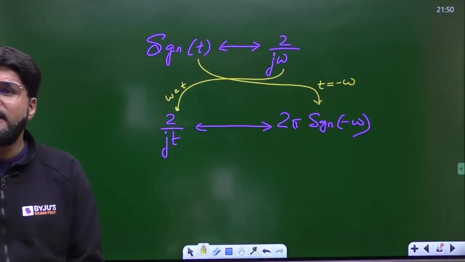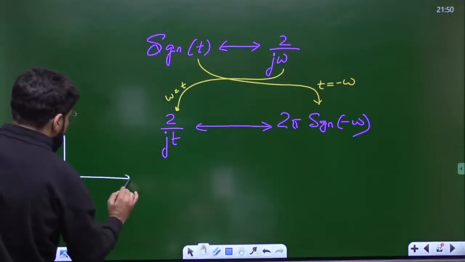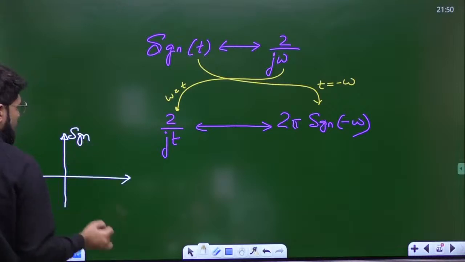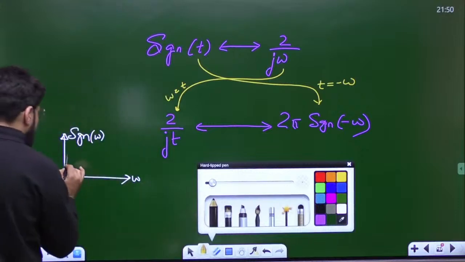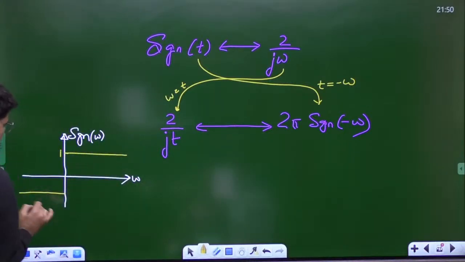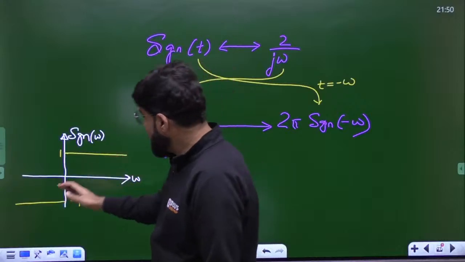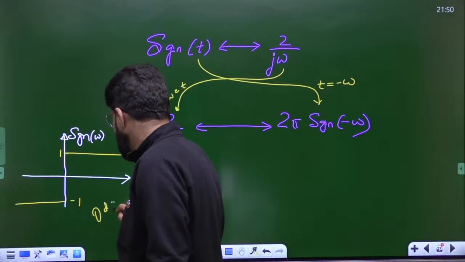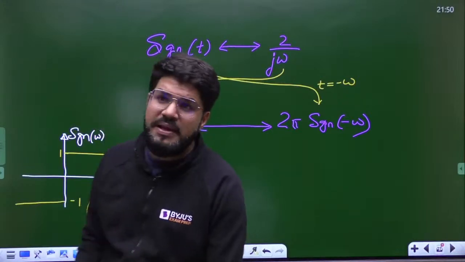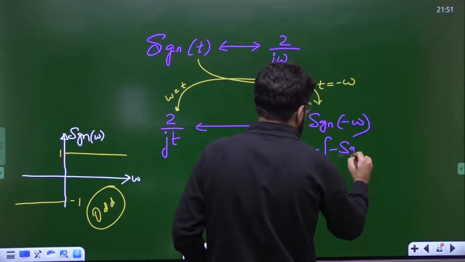What is signum minus omega, dear? What is the signum waveform? With respect to omega, we know that the signum value is 1 for the right hand side, and it is minus 1 for the left hand side. Clearly the values on the right and left are equal in magnitude but opposite in sign. It's like odd symmetry. Signum shows odd symmetry. Signum minus omega is minus signum omega. So that means this is going to come 2 pi minus signum omega.